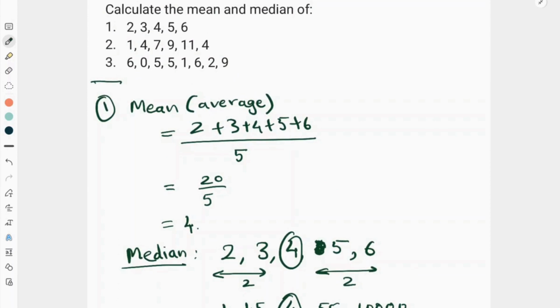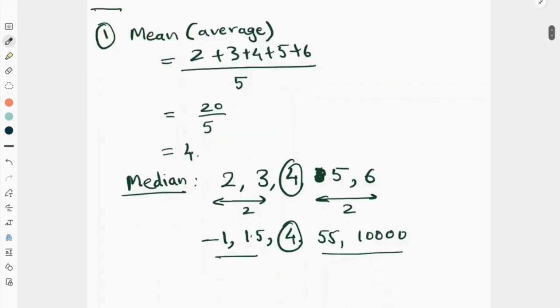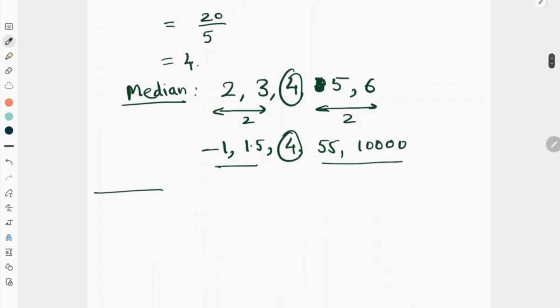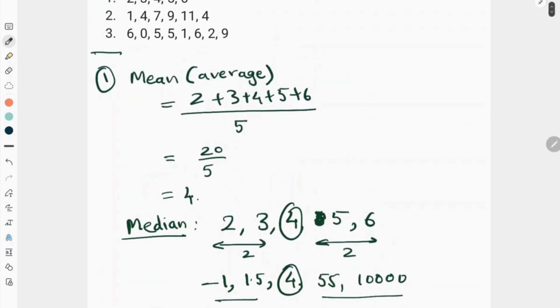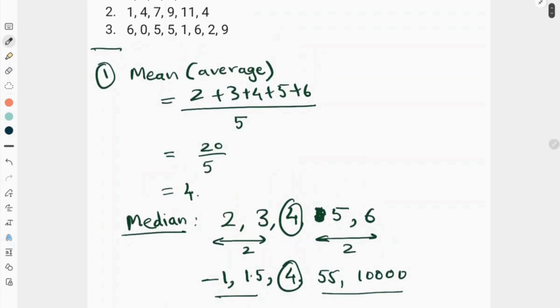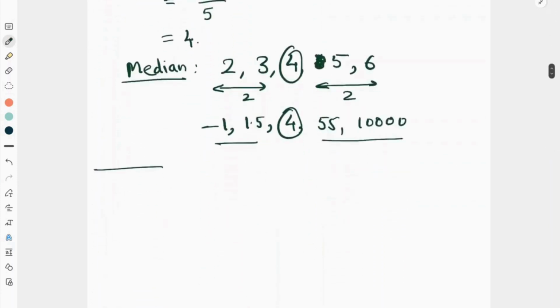Let's take the second example. 1 4 7 9 11 4, and I think this can help us understand median in a slightly better context. 1 4 7 9 11 4. Let me write this down.